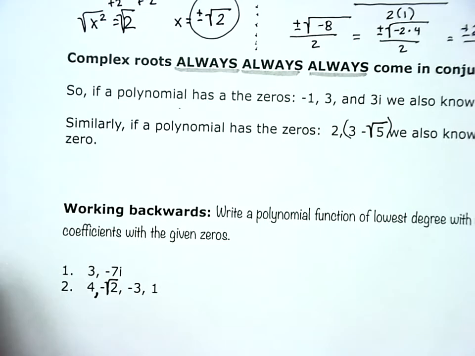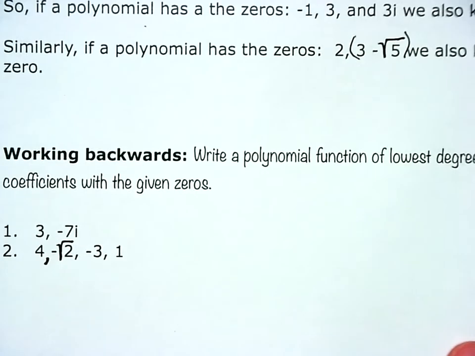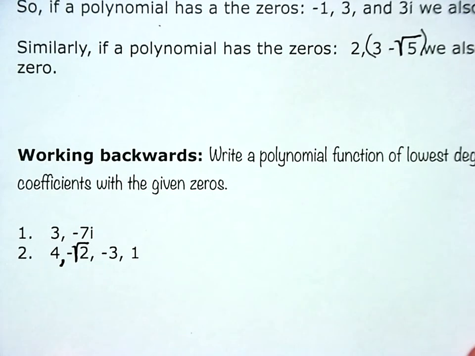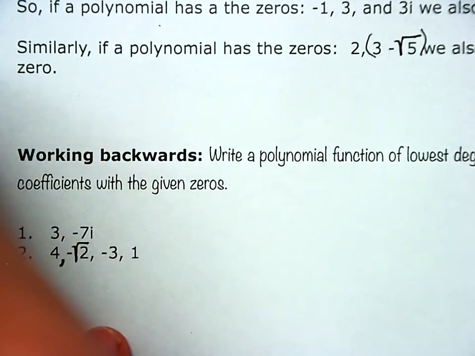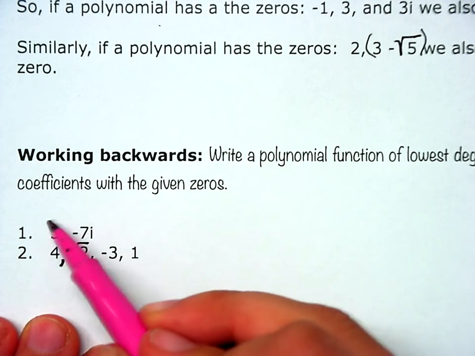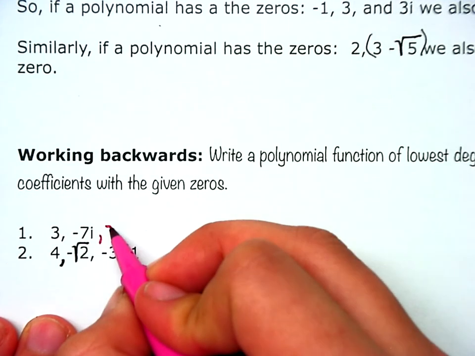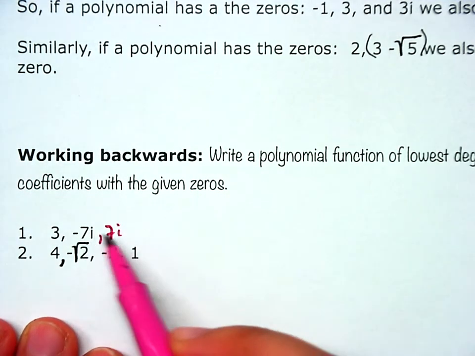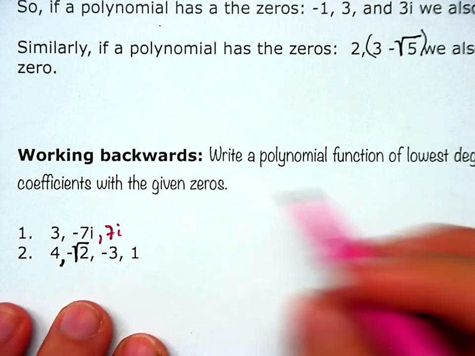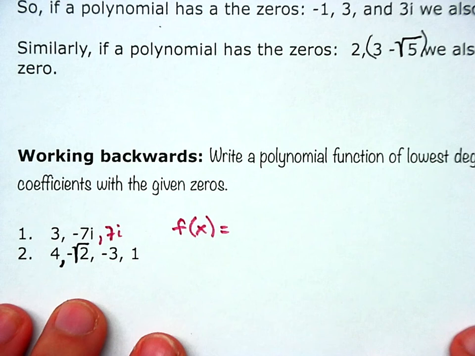All right. And then one last type of problem you may see is if you're given some zeros, to write the polynomial with said zeros. So quickly what I want to do is write in any that are missing first, and then we will write the polynomial. So I have 3 and negative 7i. Well, using what we know about conjugate pairs, I know 7i also has to be a zero, so negative and positive.